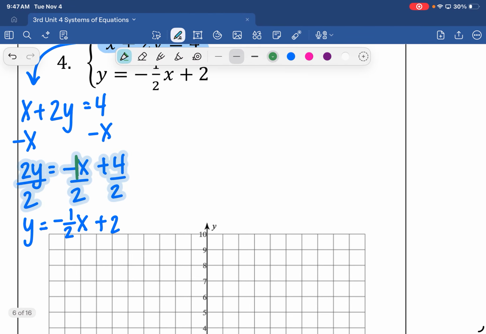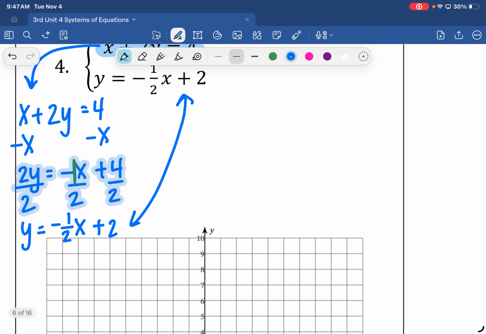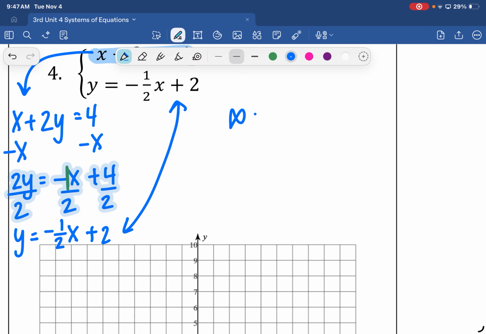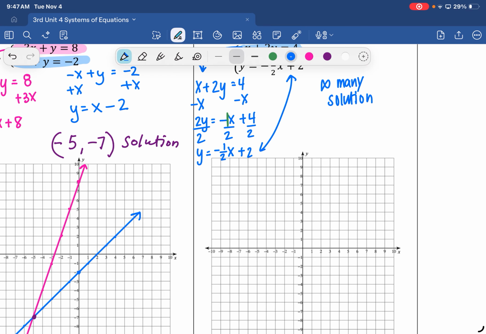What do you notice about these two equations? They're the exact same. That's the same line, right? How many solutions is that going to be? Infinitely many solutions. We still need to graph it though. So we're going to go to 2. Then we have down 1, right 2. And to show it, you can either highlight over the top of it, or you can just extend your line out to both ends with little dash arrows to show that it's the same line.